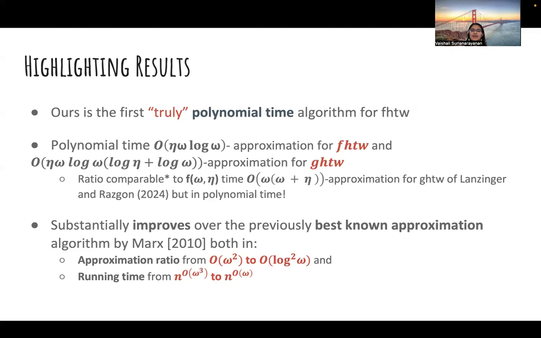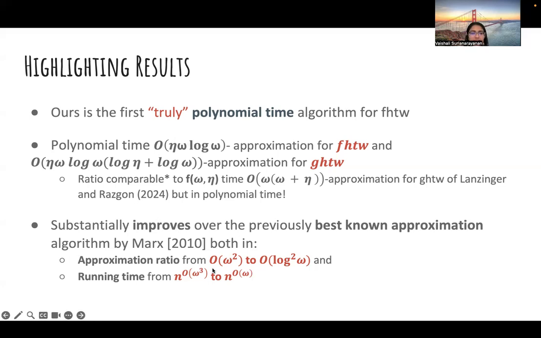We get an omega plus eta approximation, up to polylog, like log eta log omega factors. Their approximation ratio and our approximation ratio are nearly the same, but the main difference is that theirs runs in FPT time in omega and eta, but ours is a truly polynomial time approximation. And the second is that ours substantially improves over the previous best known approximation by Daniel Marx, both in terms of the approximation ratio and the running time.